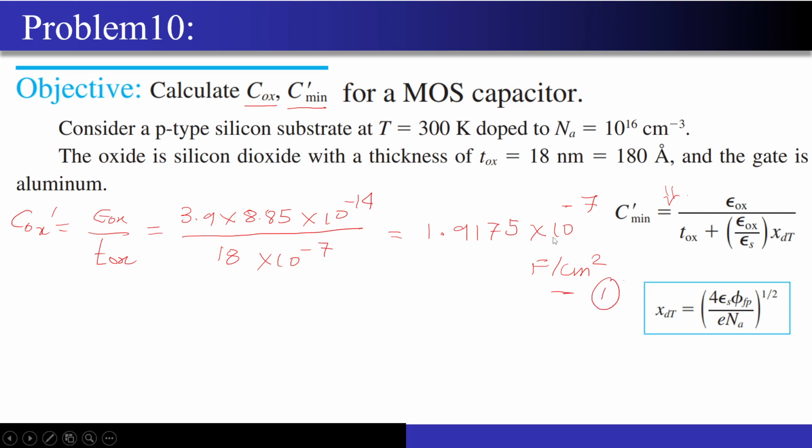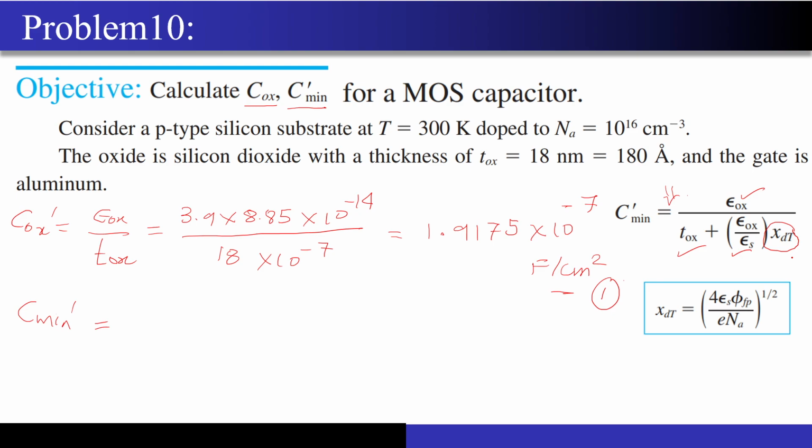Now coming to the Cmin dash. Let me check whether I know everything to find out the value of Cmin dash or not. If you look in this formula, I know the value of epsilon ox, I know the value of Tox, I know the value of epsilon s also. What about this xdt? No, I don't know the value of xdt. I have to find out the value of xdt. Is there any formula available with me to calculate xdt? Yes, the formula is available over here.